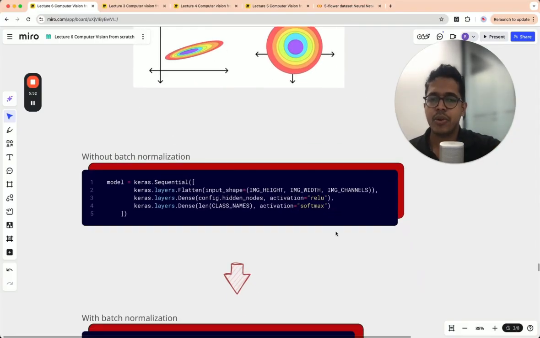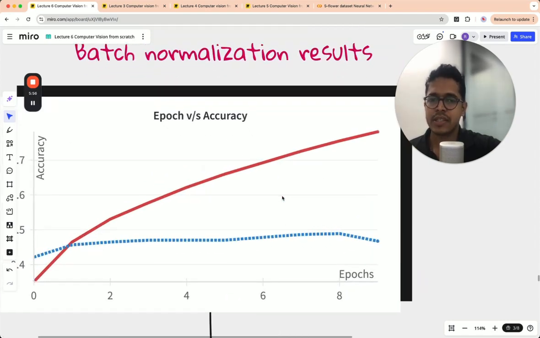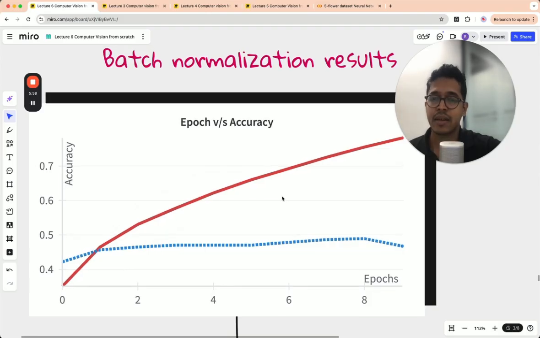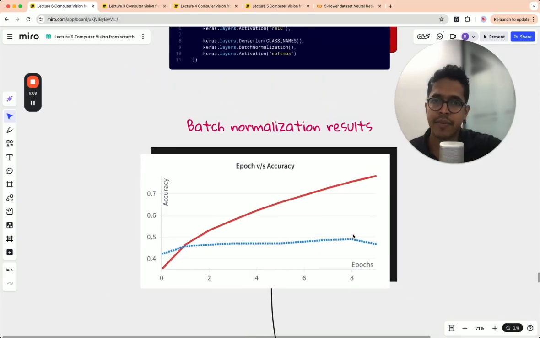Before I show you the code, which is again simple, let me first show you the output. So this is what I obtained after batch normalization. This red curve is the training accuracy. This blue dotted curve is the validation accuracy. And you can see that after 9 epochs, it even reached close to 0.5.